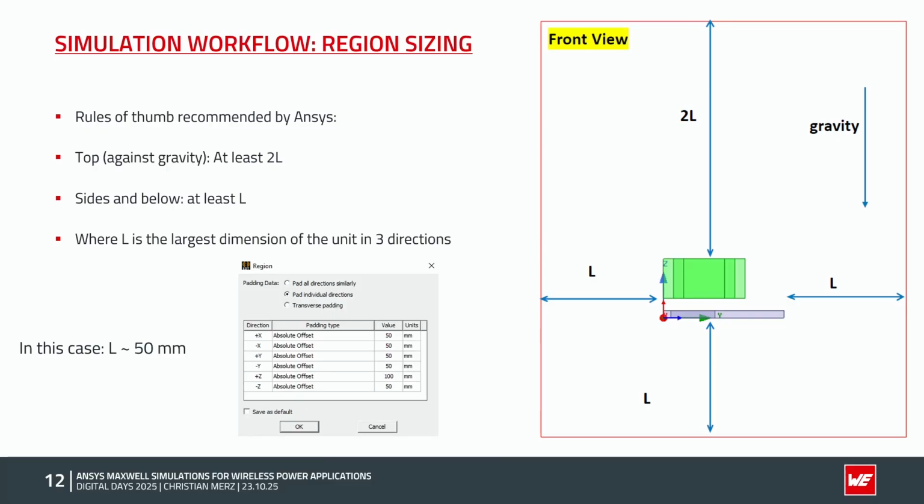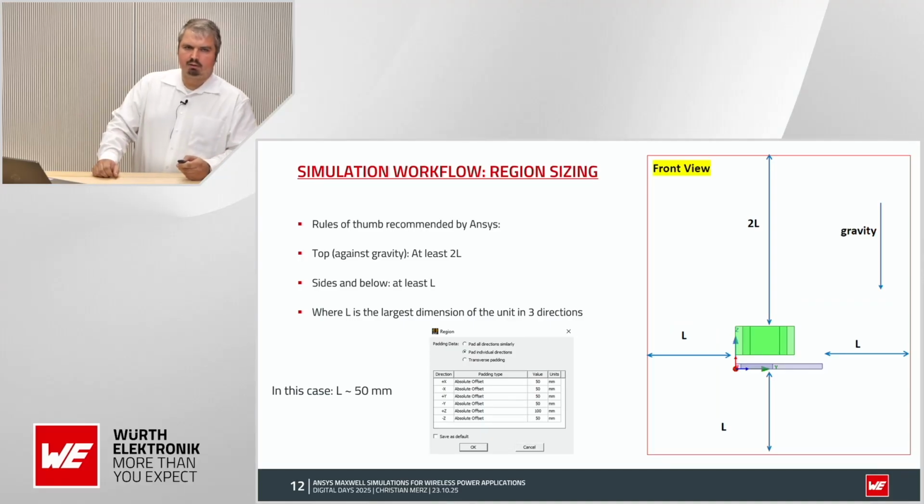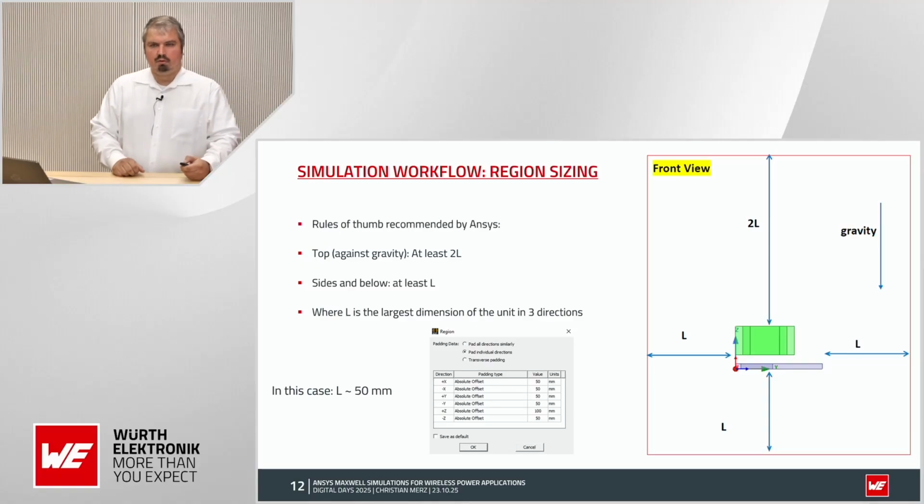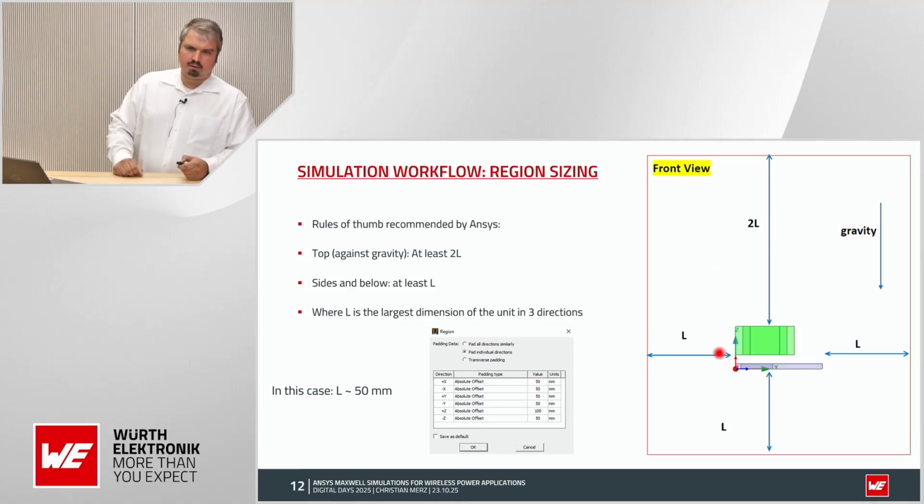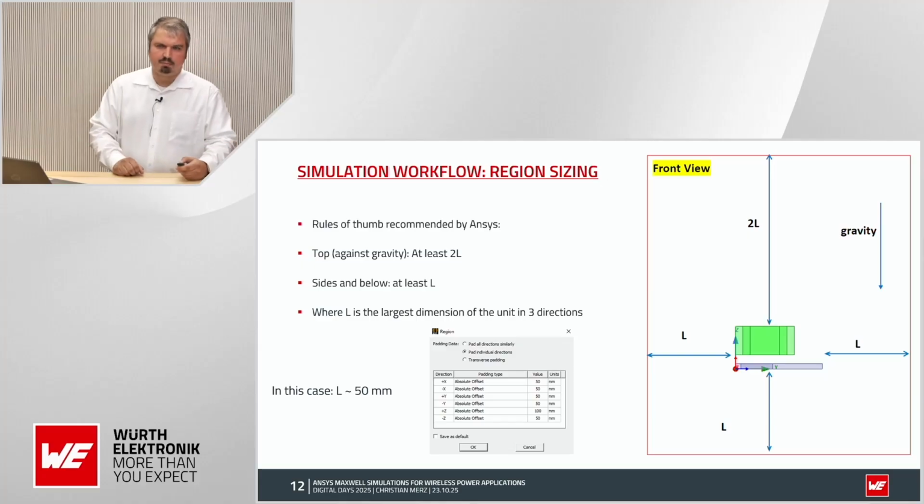The next step would be to define the so-called region, which is the space in which the electromagnetic field is calculated. For the region sizing, I just used a rule of thumb, which was recommended by Ansys. This rule of thumb says we have the maximum dimension, which is in our case 50 millimeters, should be the distance in x, y, and z direction. Only in the plus z direction, we have to use the second time the distance.